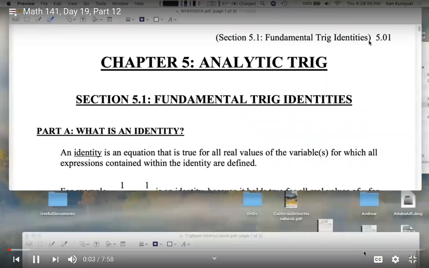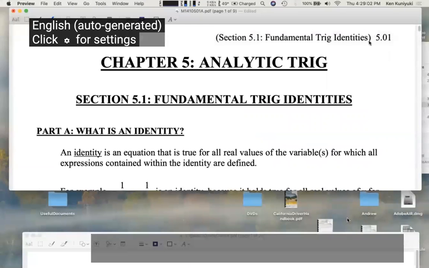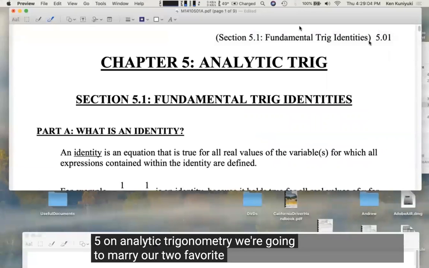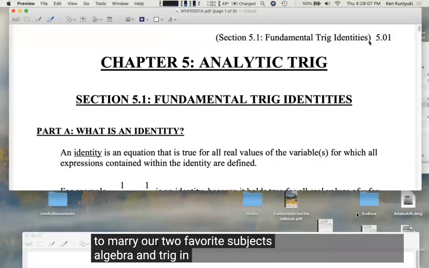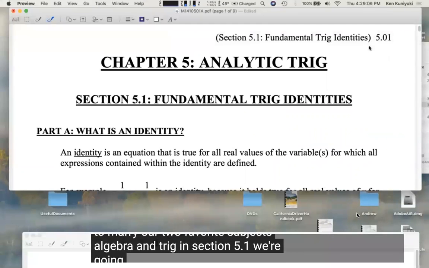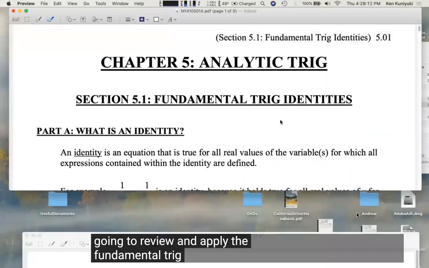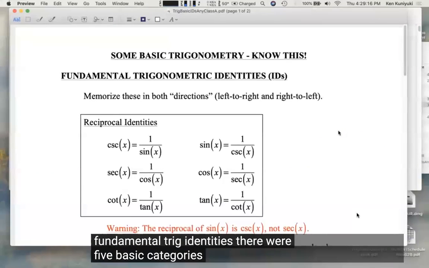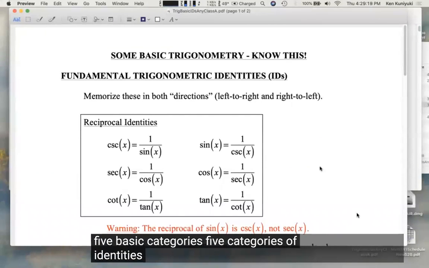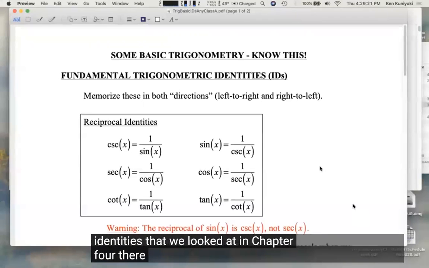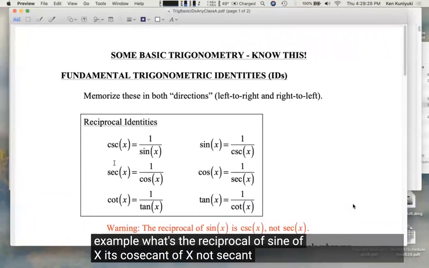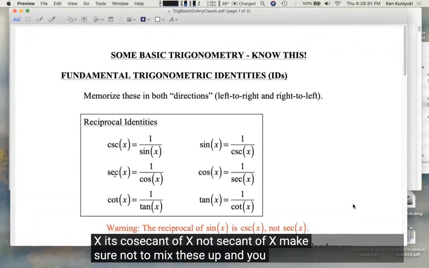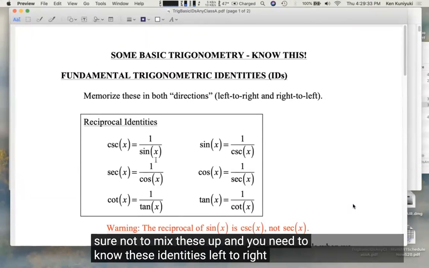Hi, everyone. We're going to start Chapter 5 on Analytic Trigonometry. We're going to marry our 2 favorite subjects, algebra and trig. In Section 5.1, we're going to review and apply the fundamental trig identities. There were 5 basic categories of identities that we looked at in Chapter 4. The reciprocal identities. For example, what's the reciprocal of sine of x? It's cosecant of x, not secant of x. Make sure not to mix these up. And you need to know these identities left to right and right to left.